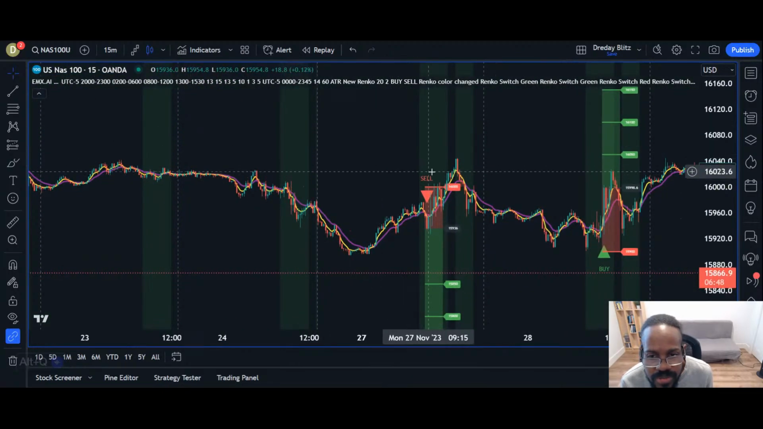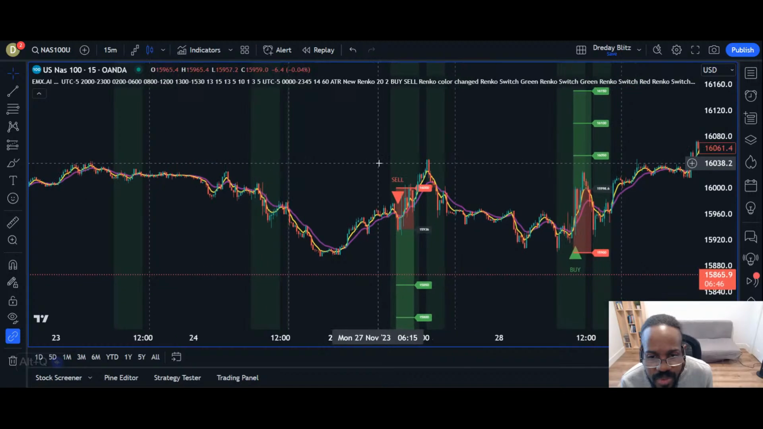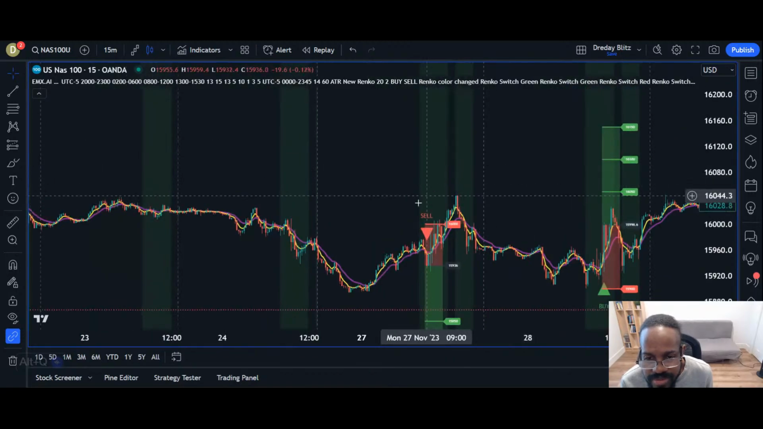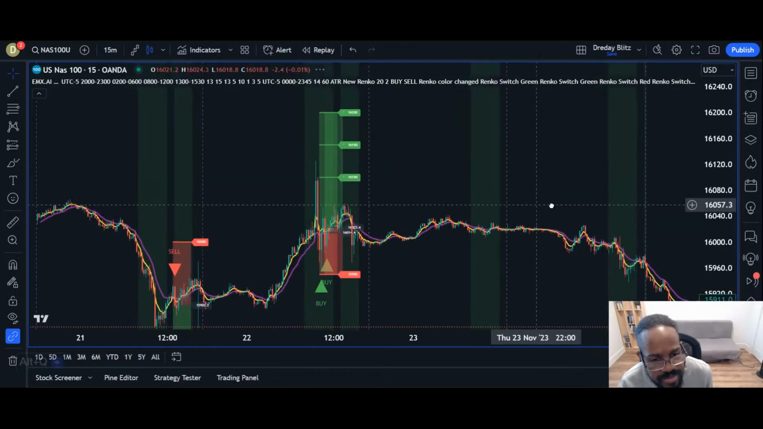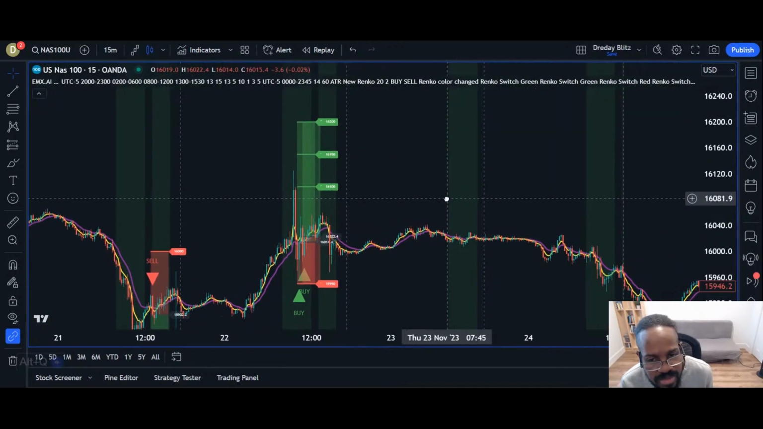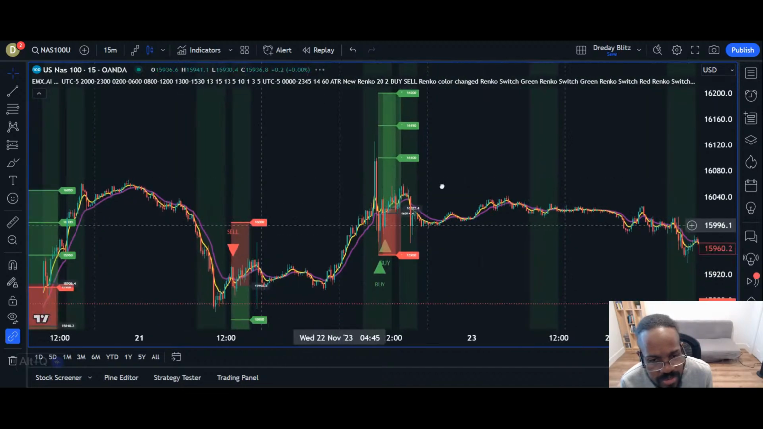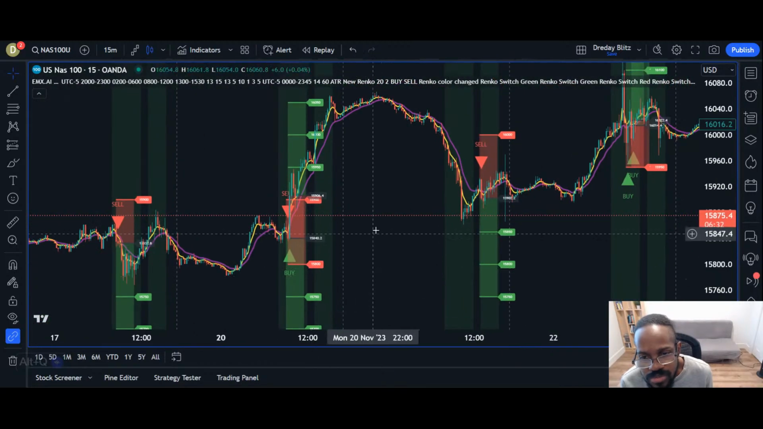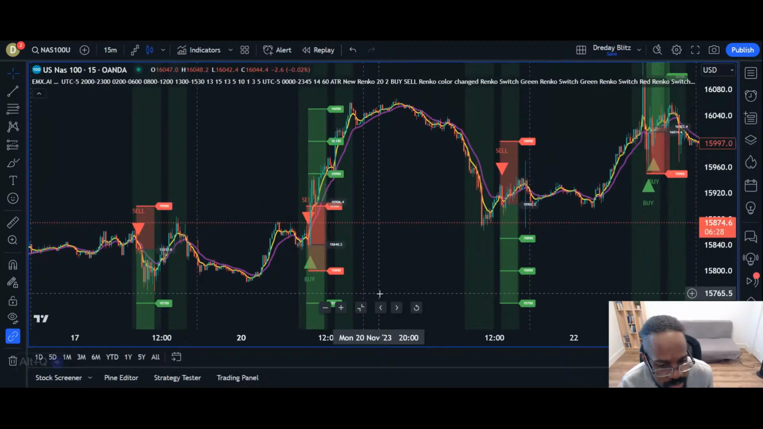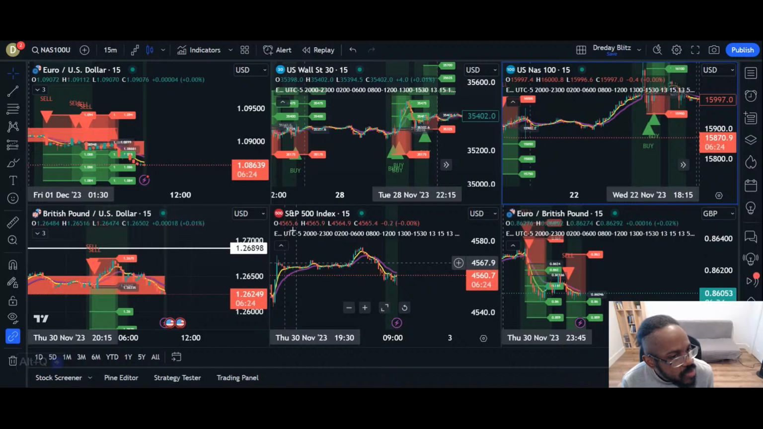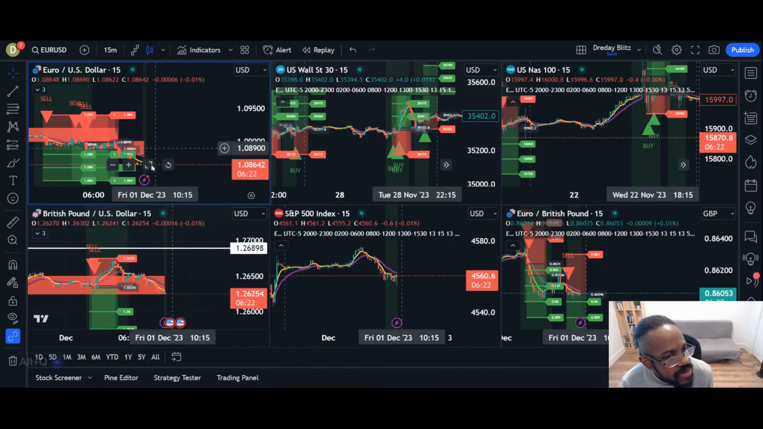Okay, so this trade was a loss, so it's all good. And this was a loss too. So in trading, you're not gonna win all of your trades, right?